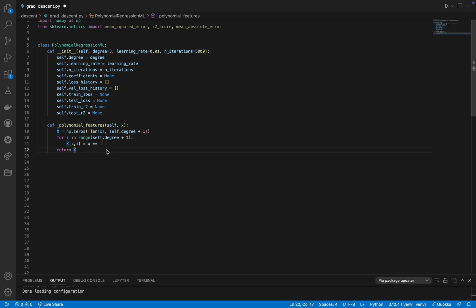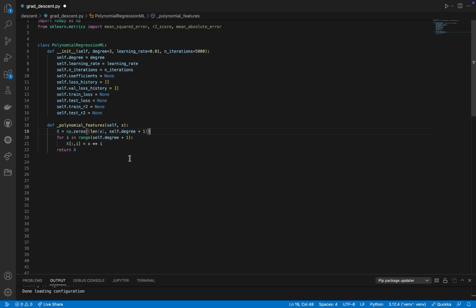Okay, so now we go to the really cool part, transforming our single feature x into polynomial features. This is actually where the magic happens and lets us fit curves instead of just straight lines. The method is called polynomial features, and it takes x as input. The underscore at the start is a Python convention, meaning this is a private method just for internal use. Inside, we first create an empty matrix with np.zeros. The matrix has as many rows as we have samples in x, and as many columns as degree plus 1. So if degree is 2, we get 3 columns.